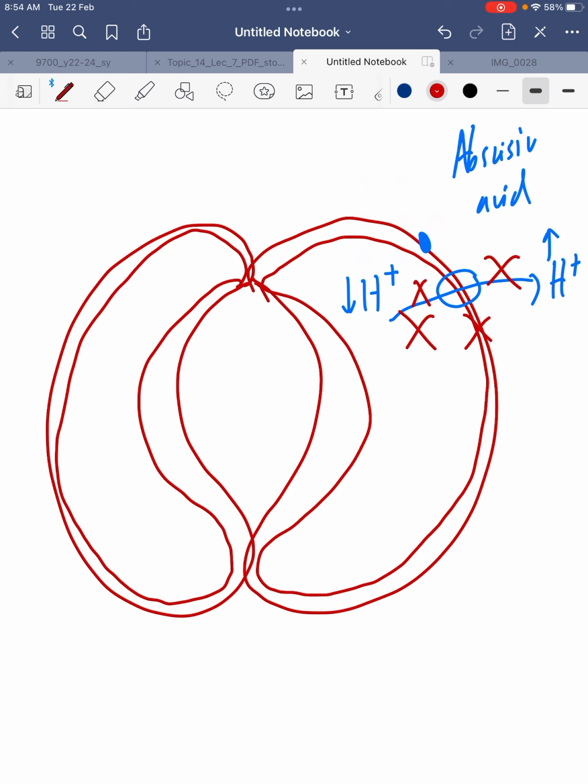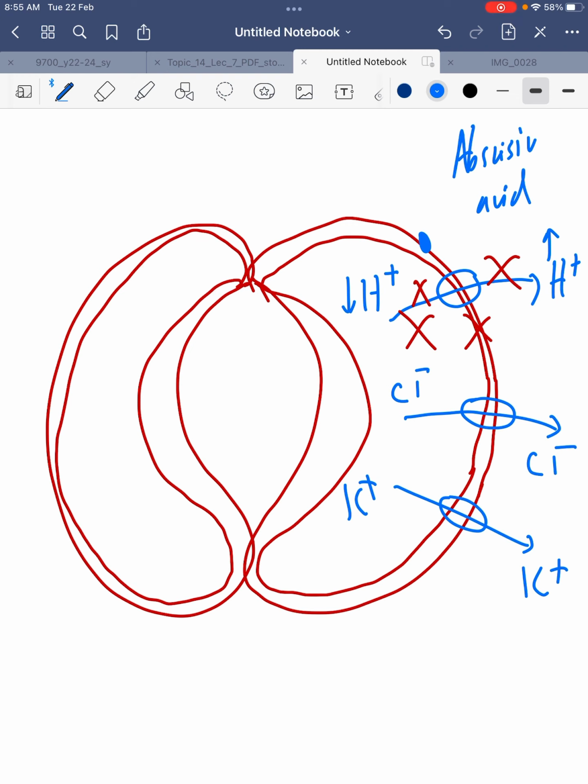Because there is no pumping of this proton, it opens calcium channels. There's no pumping, so chloride ions will leave. And then potassium channels will also leave, K+.